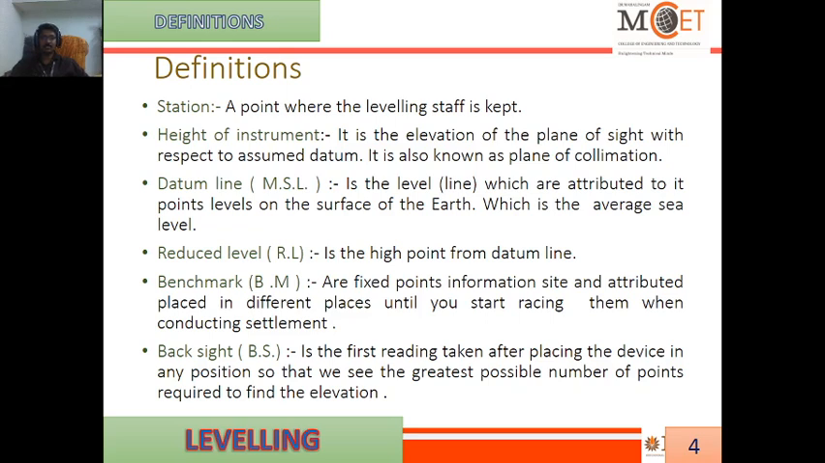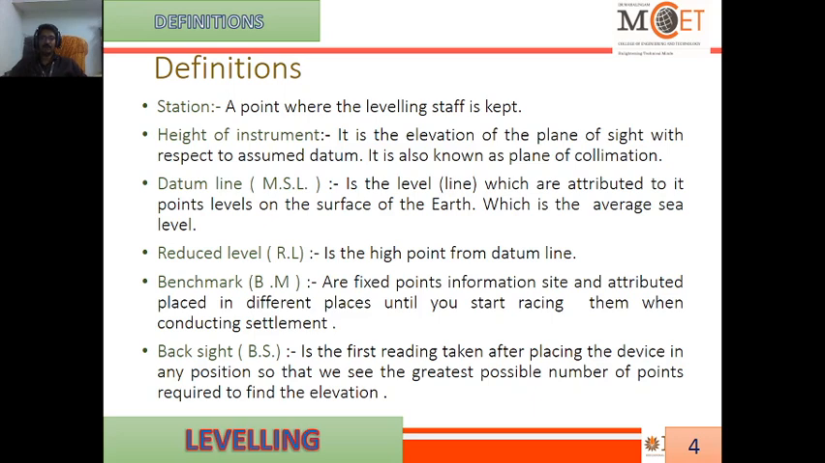So these are the terms and definitions you have to remember, friends. What does station mean here? It is a point where the leveling staff is kept, not the instrument position. We can keep our instrument wherever we want, but it won't be a station. The term station means wherever you hold the leveling staff, that point is called the station, right? You have to keep it in mind.